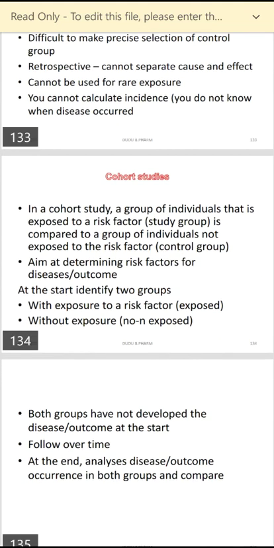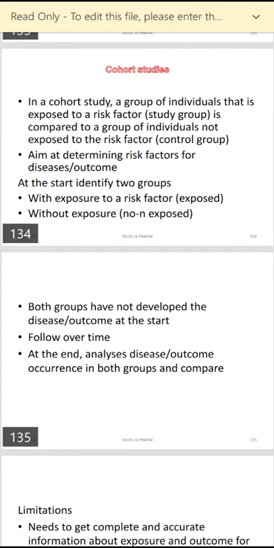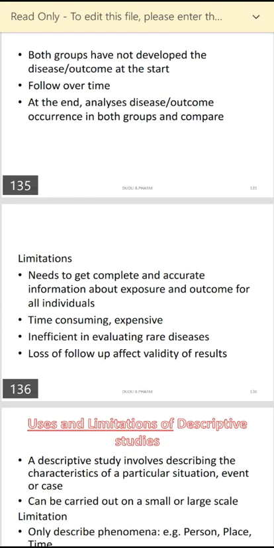Then let's see the cohort studies. In cohort studies, a group of individuals that is exposed to a risk factor, or a study group, is compared to a group of individuals not exposed to the risk factor. We call it the control group. Aim at determining risk factors for disease or outcome. At the start, identify two groups, with exposure to a risk factor, exposed, or without exposure, we call them non-exposed. Both groups have not developed the disease outcome at the start. Follow over time. At the end, analyze disease outcome occurrence in both groups and compare.